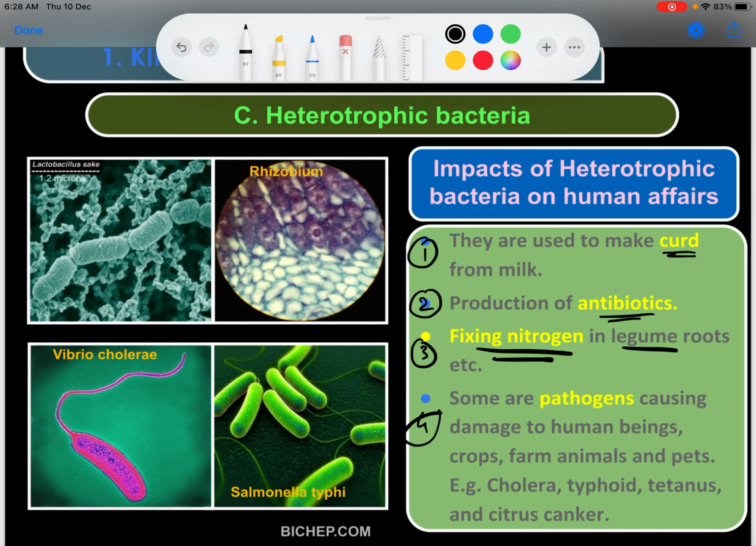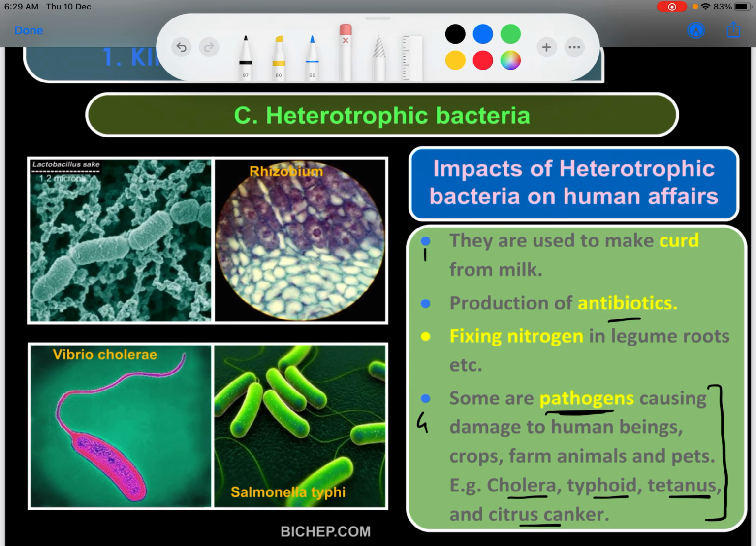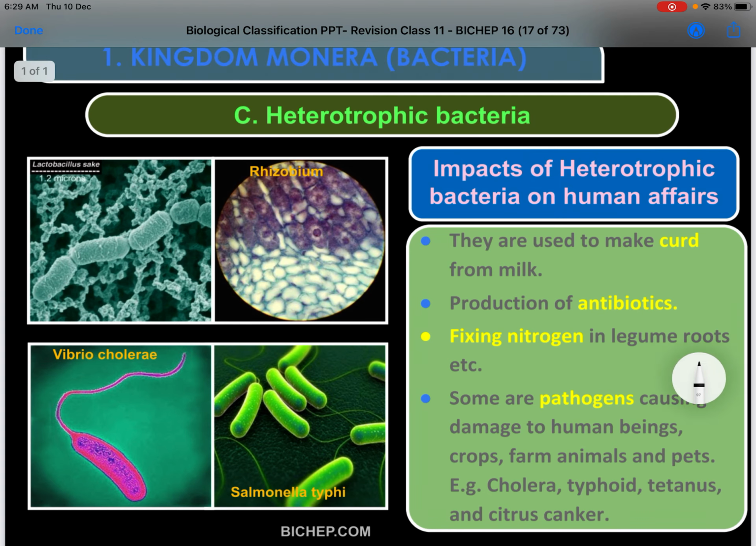Number four, some are pathogens, so they are harmful, causing damage to human beings. So one, two, three are useful bacteria and the fourth is harmful bacteria. So damage to human beings, crops, farm animals and pets. For example, they can cause cholera, typhoid, tetanus and citrus canker. So these are a few impacts, maybe positive, maybe negative, on human life caused by these kinds of bacteria. So please take the screenshot of this slide.